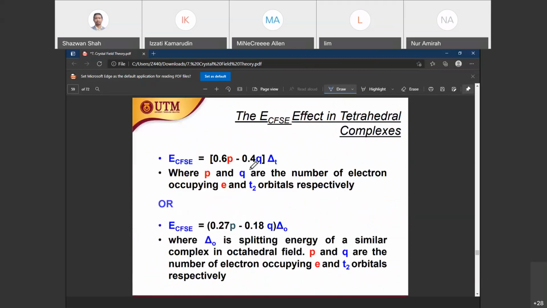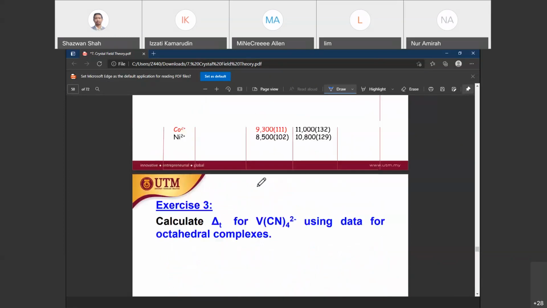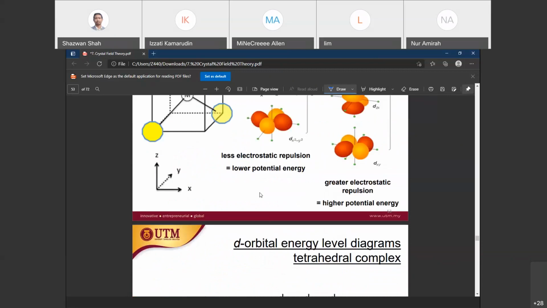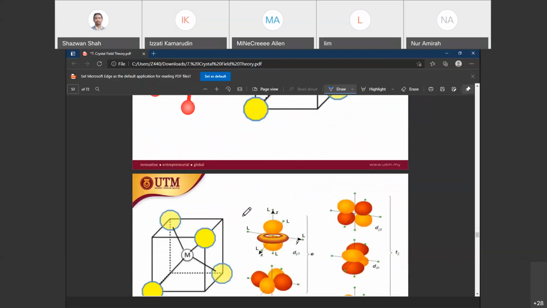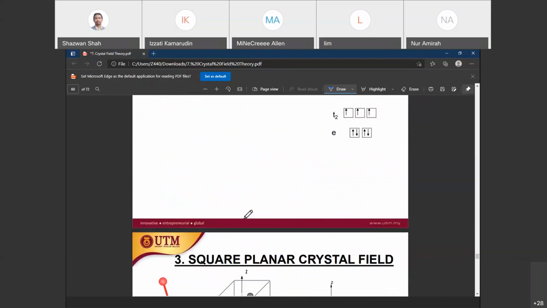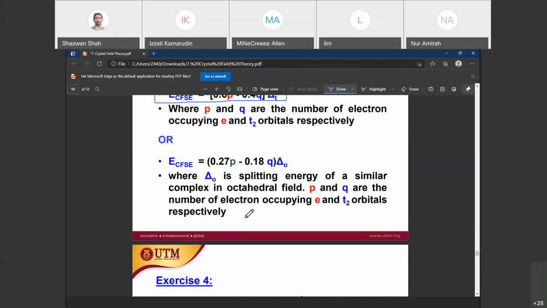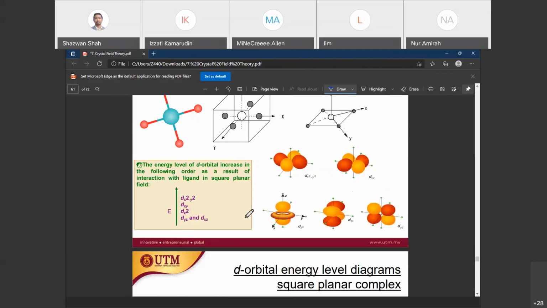So this is the formula for tetrahedral. The formula is different from octahedral. For tetrahedral it is 0.6 P, how many electrons in the lower energy E or T2g orbital? Okay, see the difference between the crystal field of octahedral. So this is for octahedral, and this is for tetrahedral. And then finally, square planar complexes.